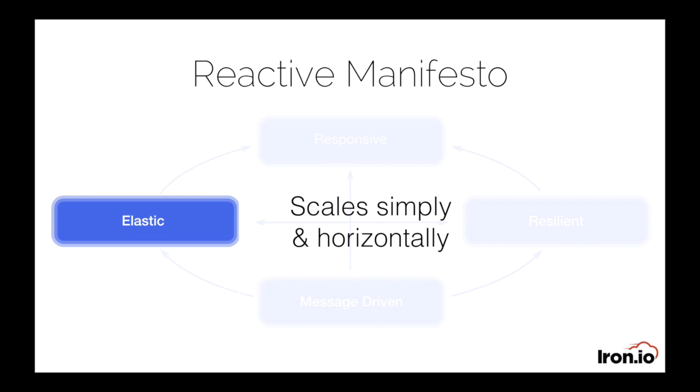Finally, you want your infrastructure to be elastic. So it should scale simply and it should scale horizontally. You shouldn't have to jump through hoops to get more performance out of your system.